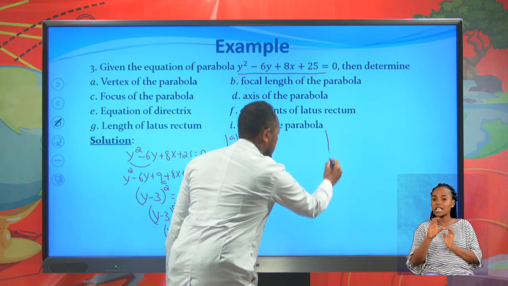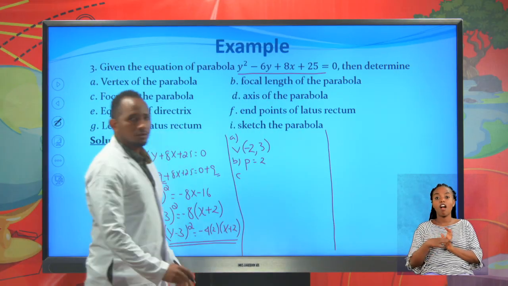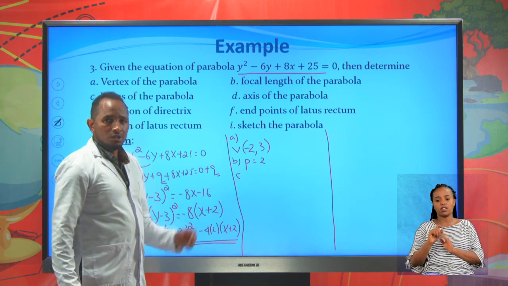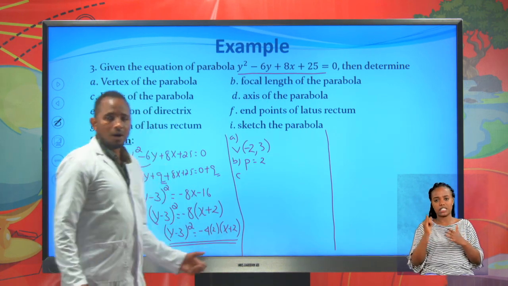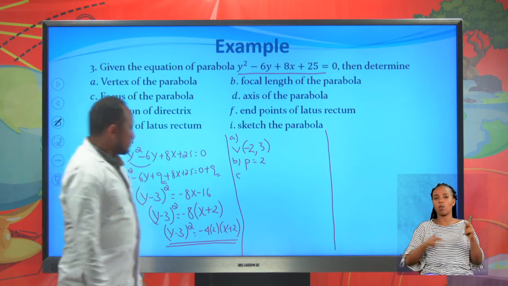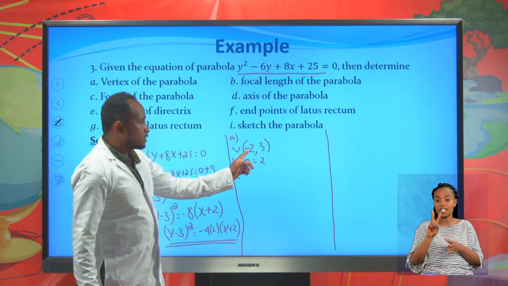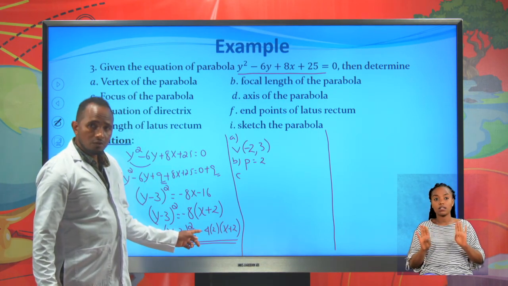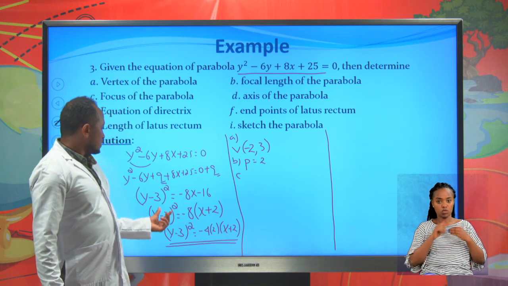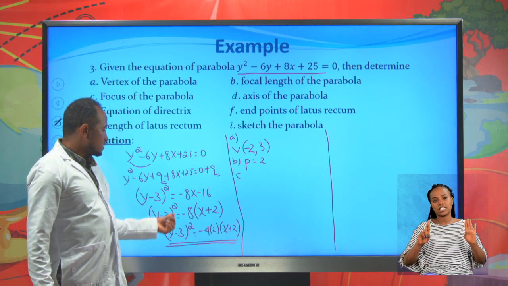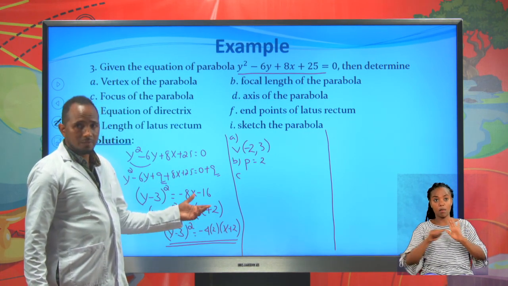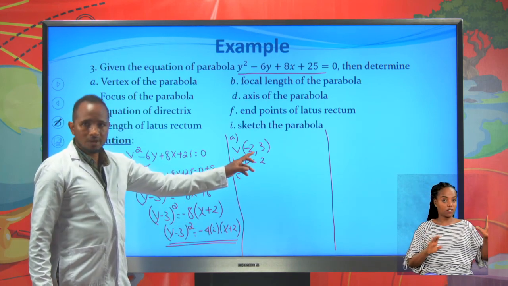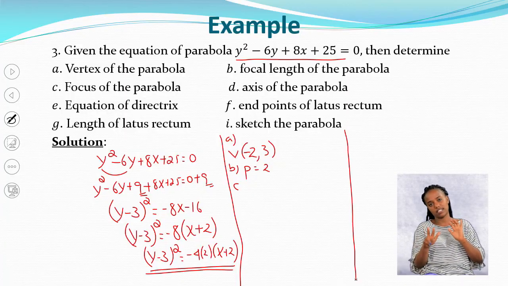C, to find the focus, we need to sketch the graph of this parabola. The vertex is minus 2 comma 3, and this one is negative, so it opens to the left, since this form has y minus 3 the whole squared equals minus 4p times x minus h. So it opens to the left with the vertex minus 2 comma 3. So you have this one.